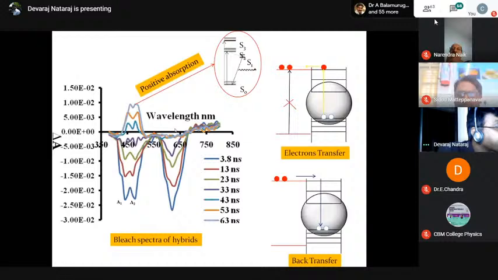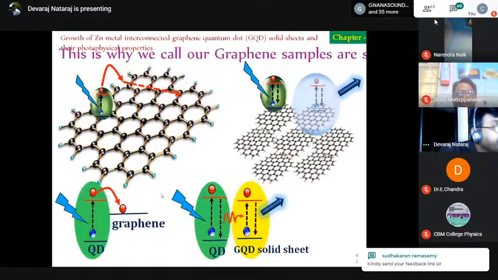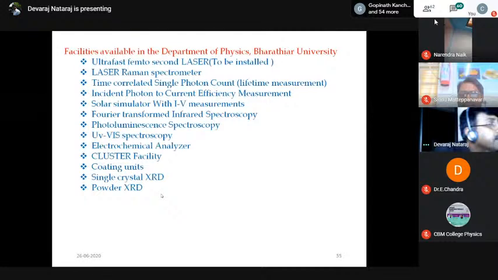So, the logic is very simple. Once you go down to the nanodimensional world, the material's property is changing, and therefore you are able to have different devices, different device structures, and so on. With the existing facilities, you can have different device structures and understand the material concepts.